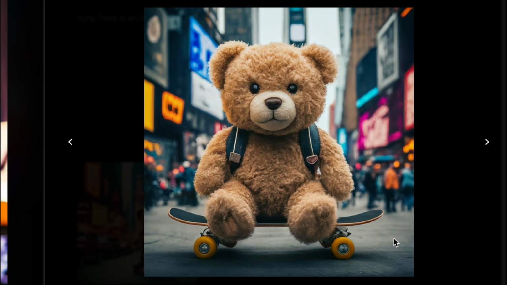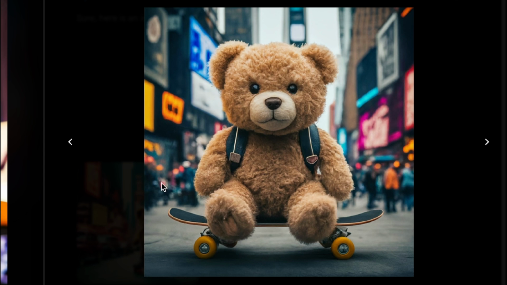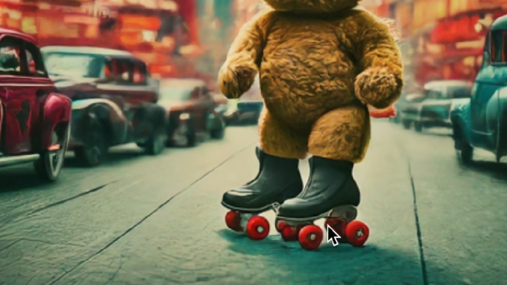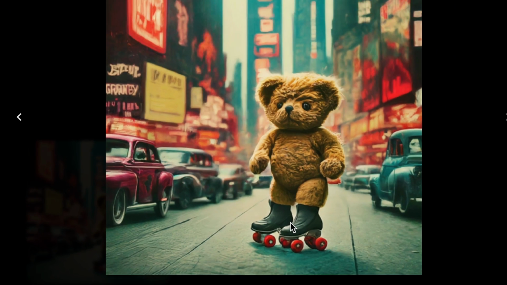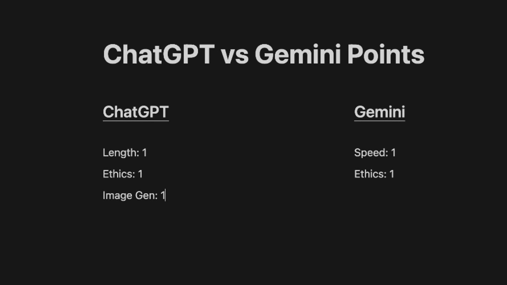This one looks a lot better. It even has this grungy vibe to it. Nice blur background with people. The last example it gave actually had roller skates on. And, like, are these female roller skates? I'm not sure. Since I've done multiple tests of DALL-E versus Gemini at this point, image gen goes to ChatGPT.